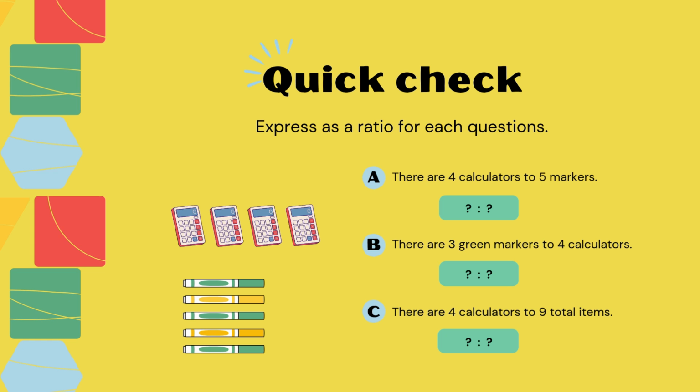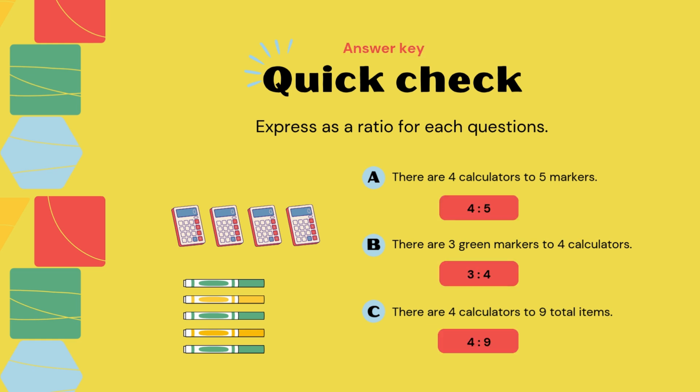Here's another one. Express as a ratio for each question. So how would you write A as a ratio? There are 4 calculators to 5 markers. B, there are 3 green markers to 4 calculators. And C, there are 4 calculators to 9 total items. How would you represent? Again, pause. Feel free to put it in the comment or in your book, and then check your answer. Next slide.